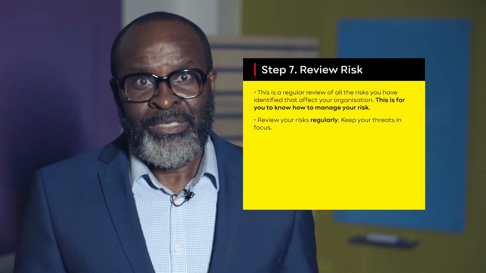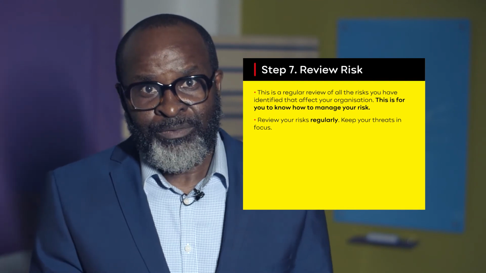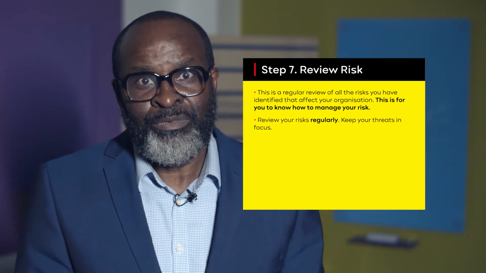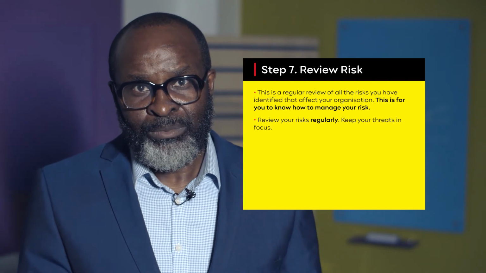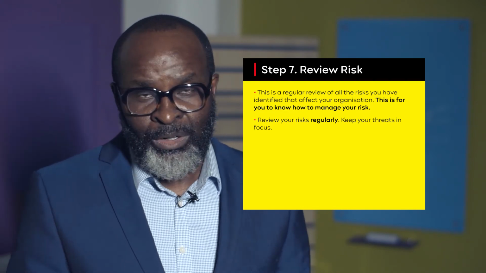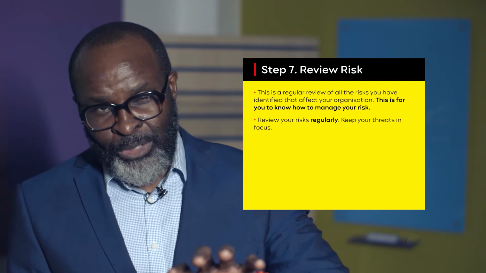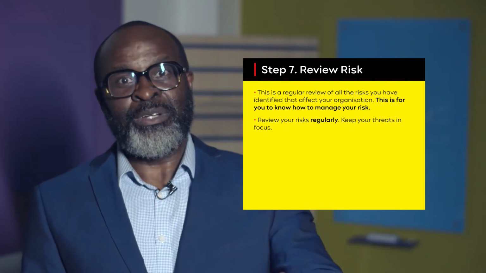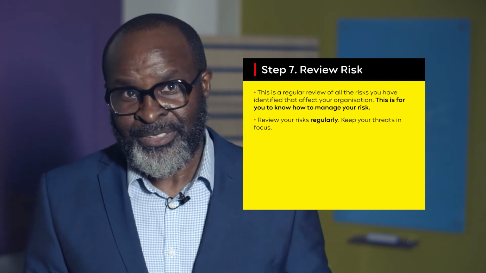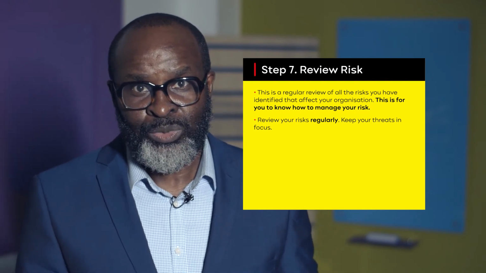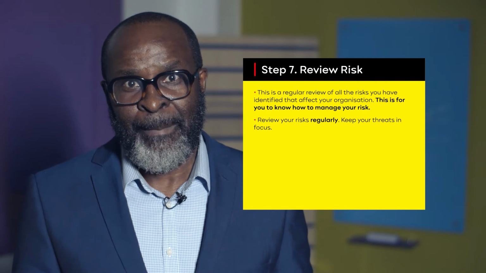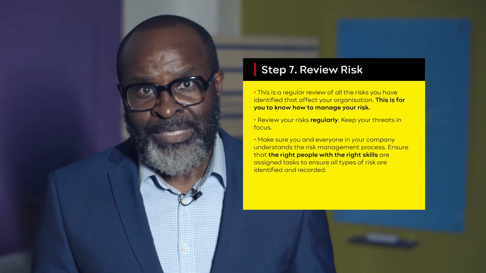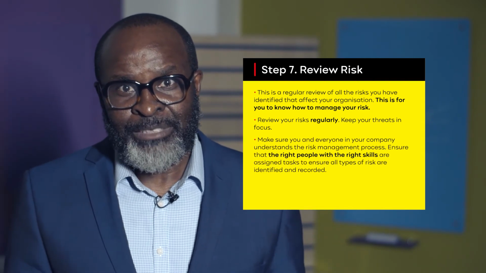Review them regularly. Keep your threats in focus. Most severe ones should be reviewed more frequently. So make sure that you review your more severe risks. So those ones, if you go back to the risk matrix, those ones that are on the red on that risk matrix, you need to review them regularly, ideally on a daily basis, to ensure that your controls will be adequate and efficient. Make sure you and everyone in your company understands the risk management process.